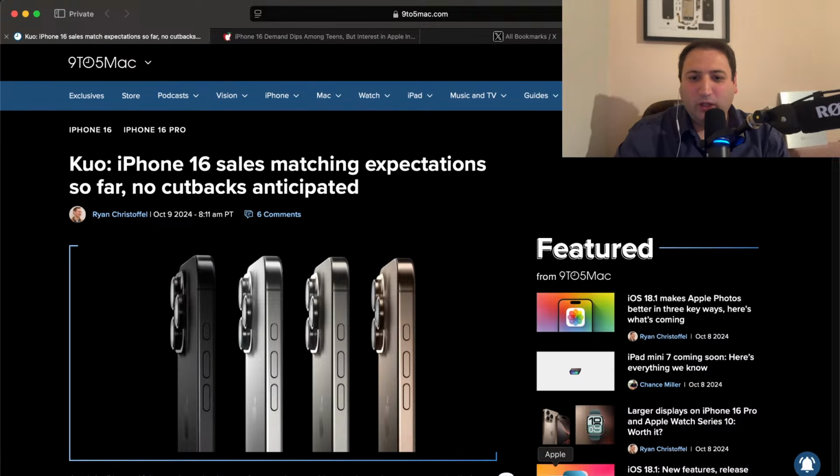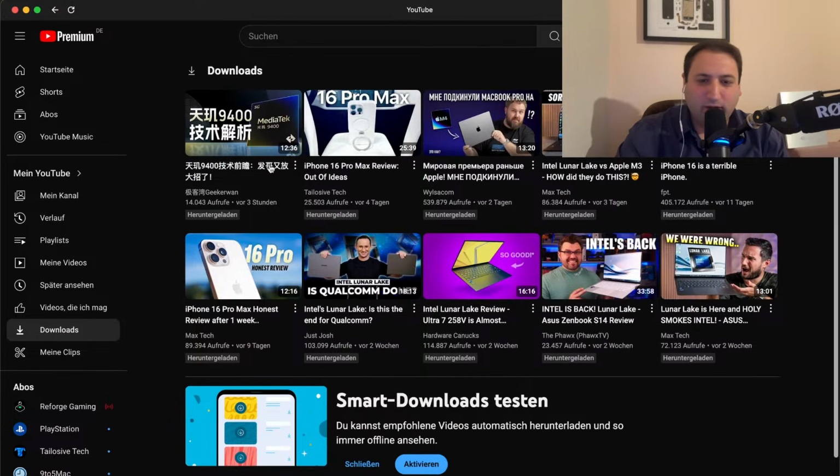Yeah, so today we are gonna react to Geekerwan's analysis of the Dimensity 9400 from Mediatek. It's inside the Oppo Find X8 Pro with some pretty fast memory and interesting things like that. So I would love to comment on all of that.